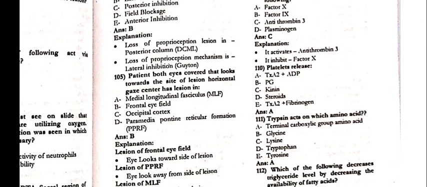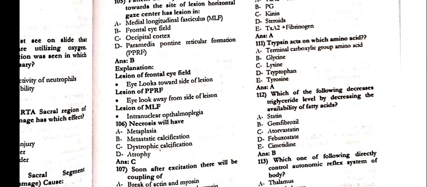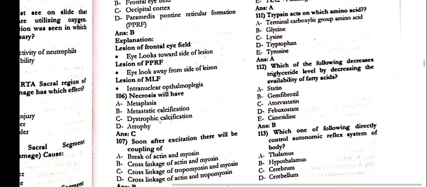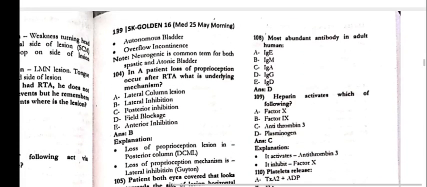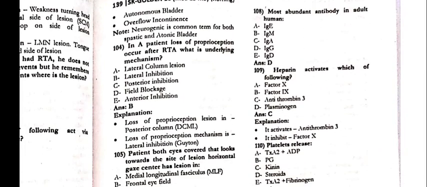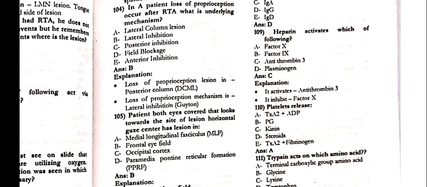105. The patient's both eyes covered, looks toward the side of the lesion. Horizontal gaze center has a lesion in the frontal eye field. Next, 106. The necrosis will have dystrophic calcification. Soon after excitation there will be coupling of cross linkage of the actin and the myosin. 108. The most abundant antibody in the adult human is IgG. Heparin activates which of the following? That is the antithrombin III.